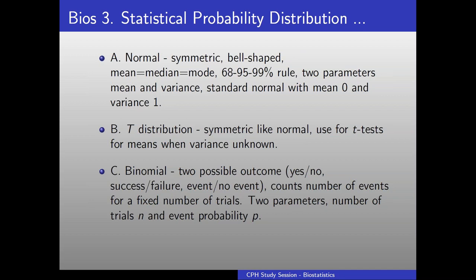So you want to know the fact that the shape of the normal curve is symmetric, it's bell-shaped, that the median, mean, and the mode are the same. You want to know the 68, 95, 99% rule. You want to know that the distribution is defined by two parameters, the mean and variance. And there's such a thing as a standard normal distribution, which has mean 0 and variance 1. And we'll go over some of this a little later too.